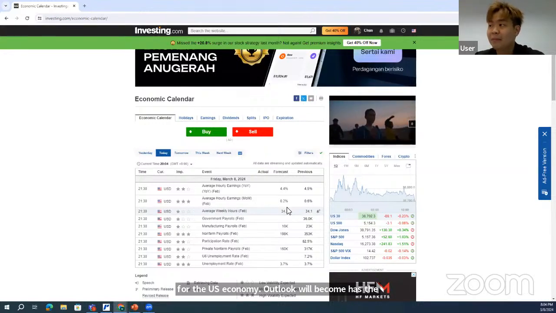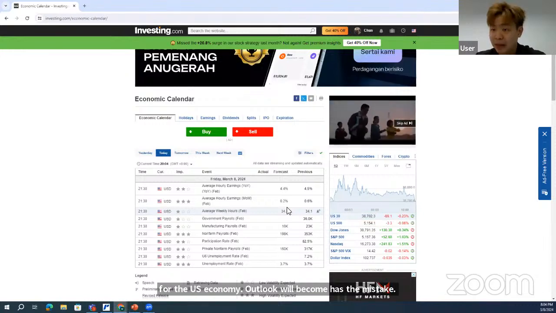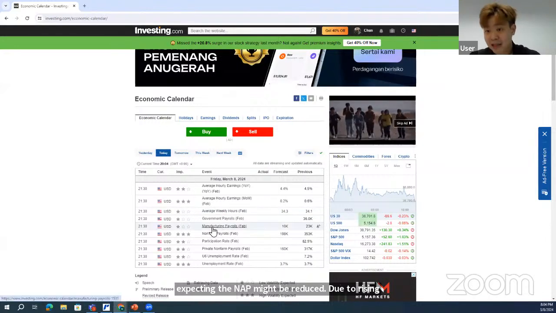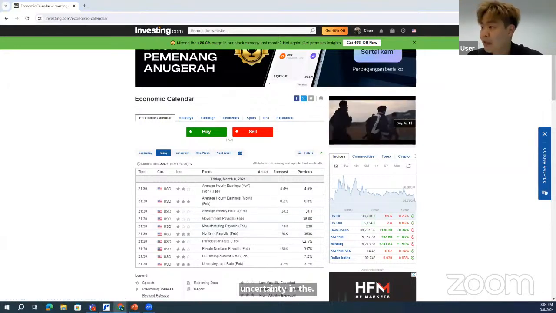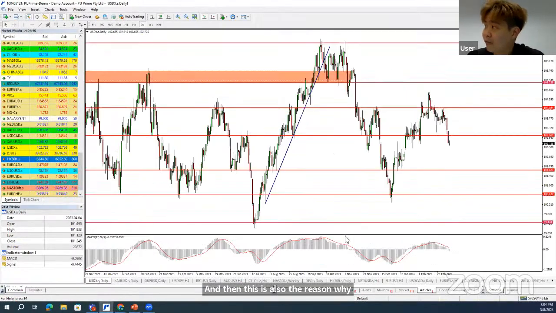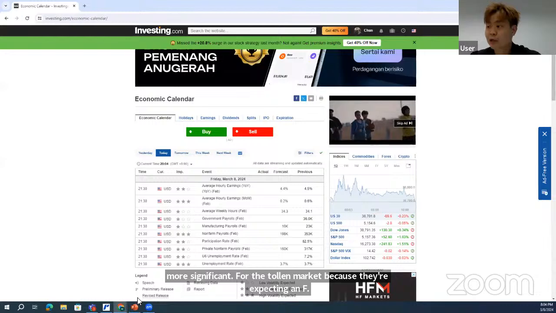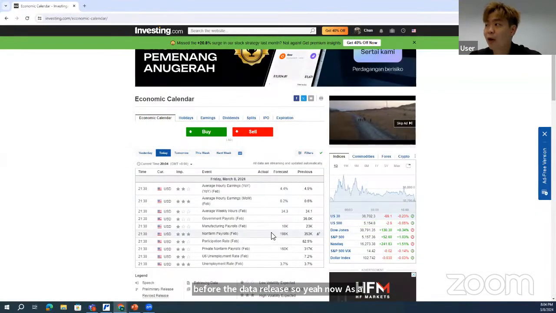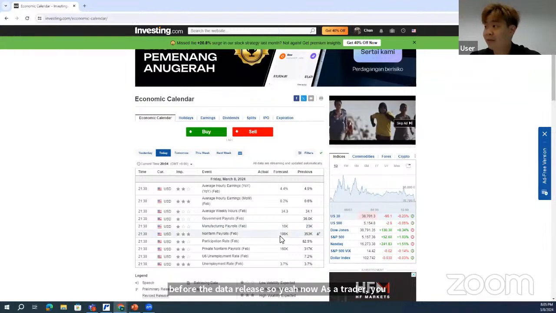To put it in simple terms, economists are expecting the NFP might be reduced due to rising uncertainty in the market. This is also the reason why there is a more significant sell-off for the dollar, because they're expecting the NFP might be negative. So they react and trade earlier, even before the data release. Now, as a trader, you need to compare the actual reading and the forecast.